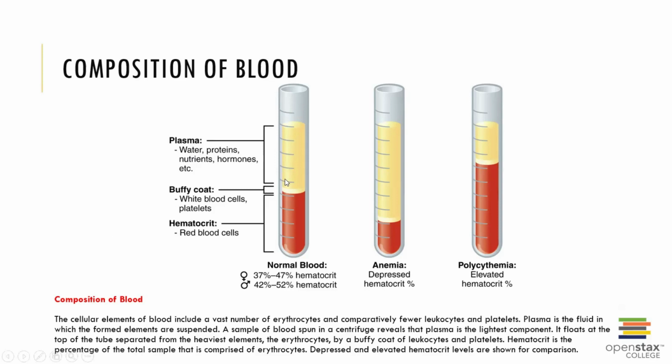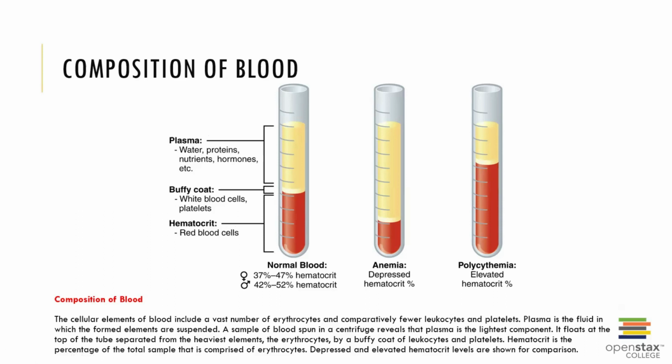All right, and if you look at this normal blood test tube here, you can see that it contains plasma, which again, water being the biggest component. Then we have a buffy coat, which consists of the white blood cells, which we'll learn about, as well as platelets. And then we have what's called hematocrit, which consists of the red blood cells.